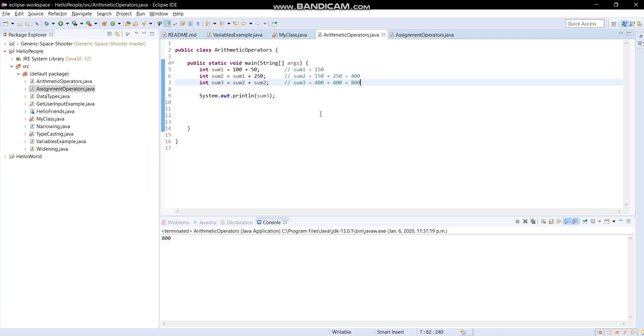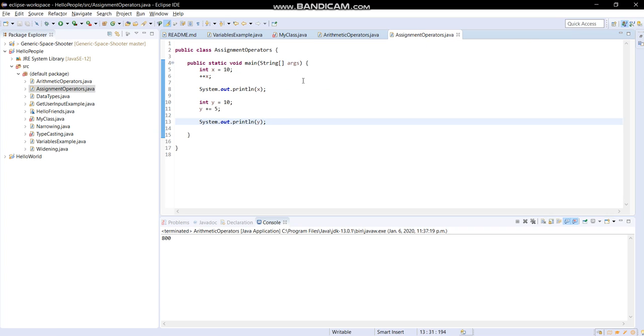So hopefully you understand from this example what an arithmetic operator does. In this case, we used the addition sign to add two numbers together. We also used it to add a number and a variable, and to add two variables together to make a third variable. We were then able to print out the last variable on the screen, but you could do this with any of the three varieties: you can add two numbers together, a variable and a number together, or two variables together.